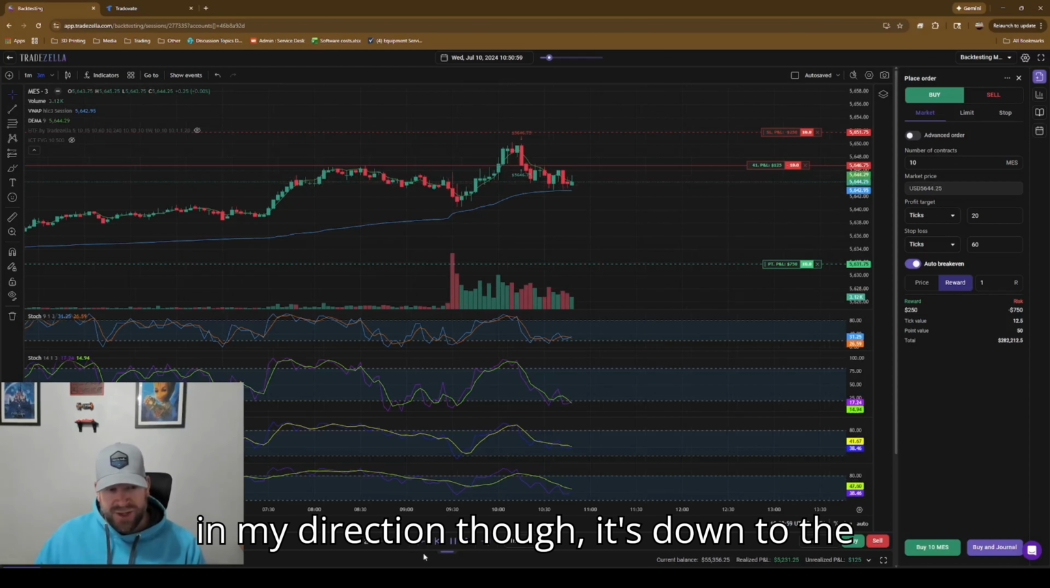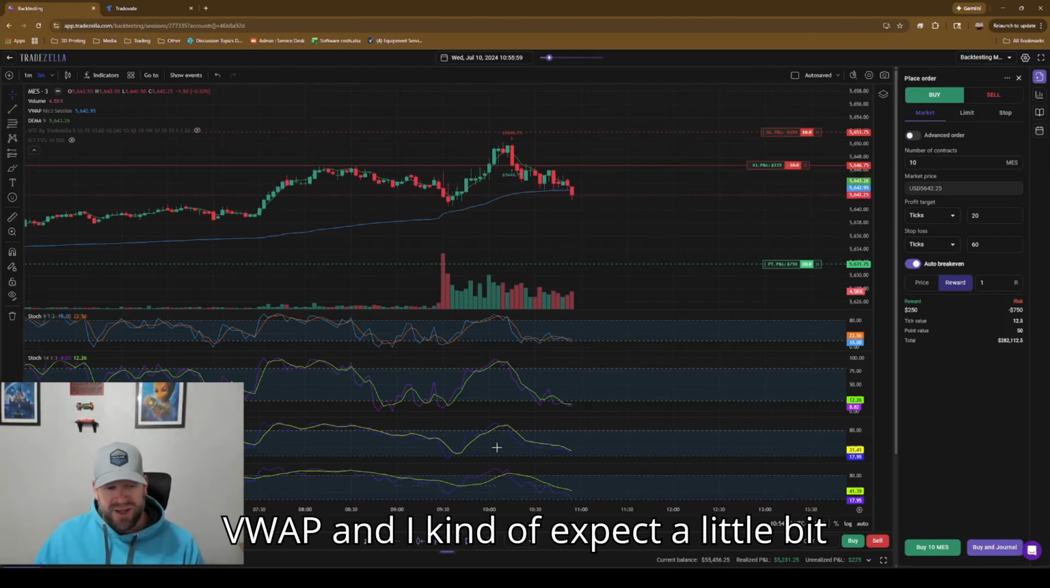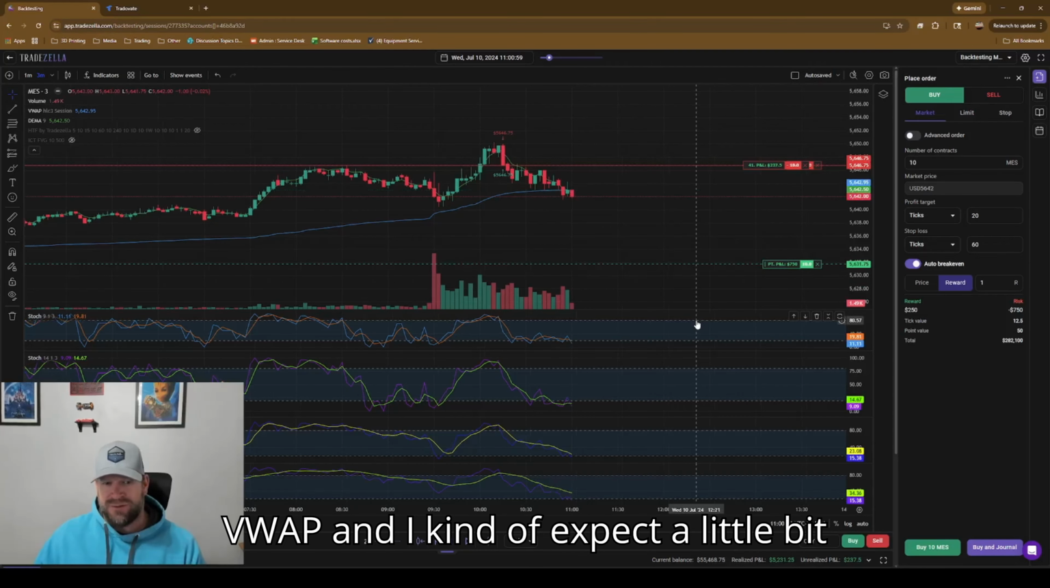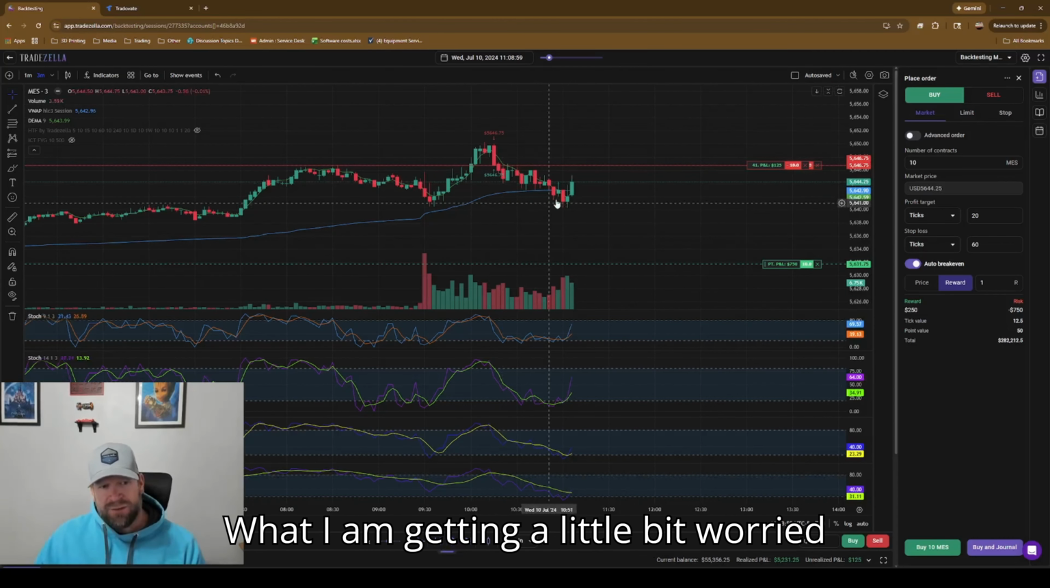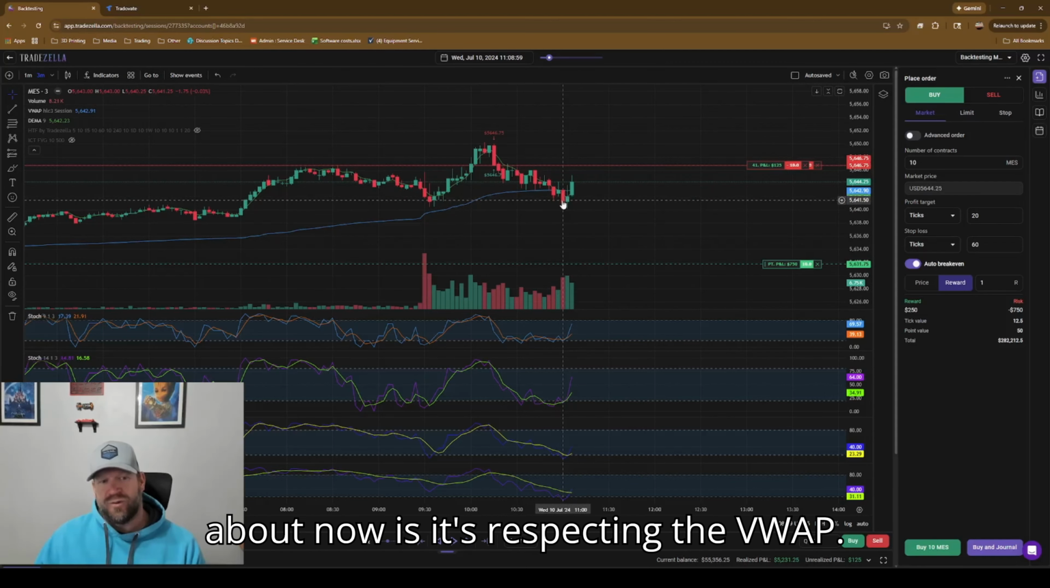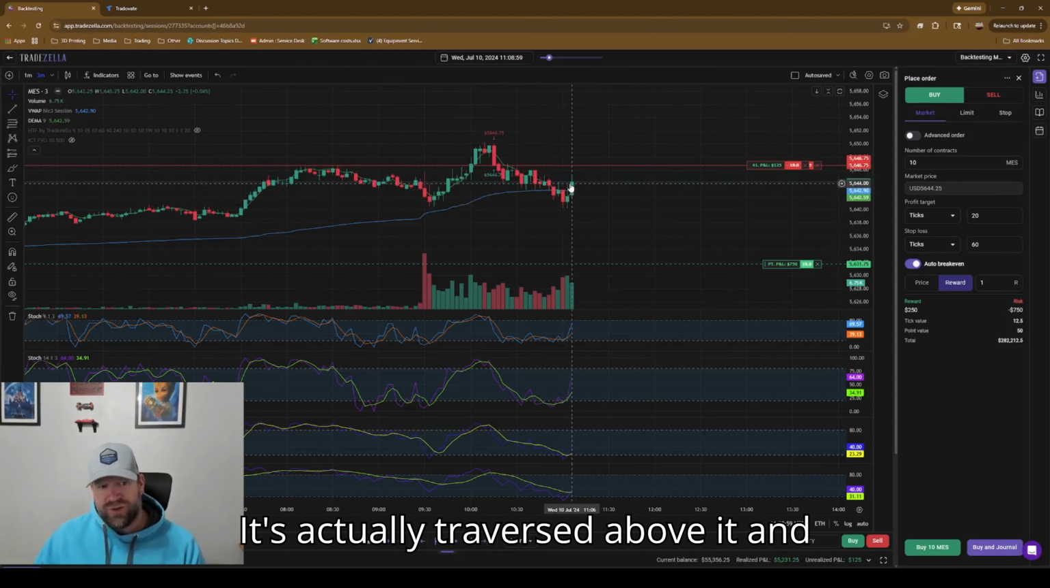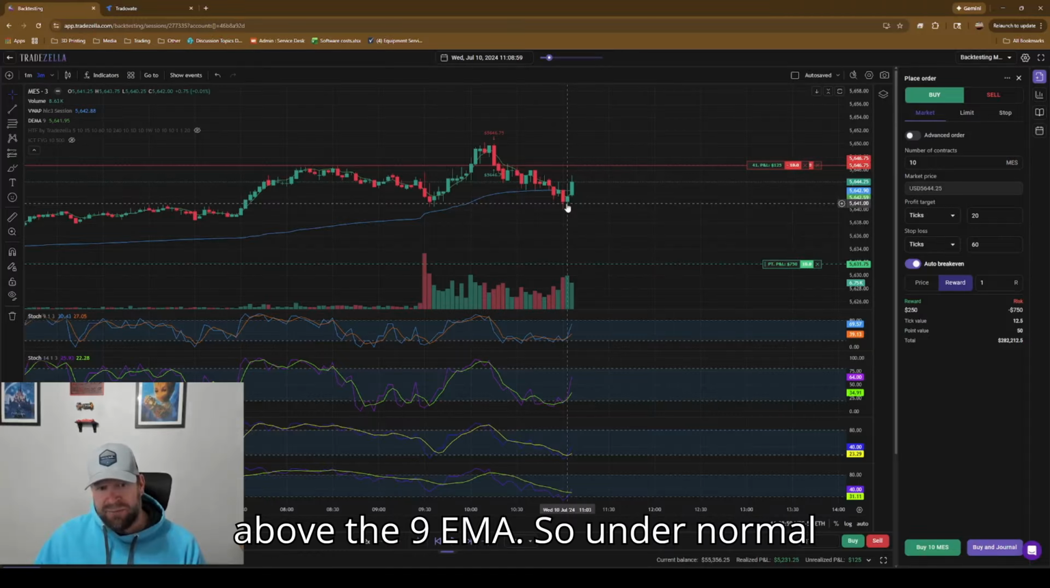Stay in my direction, though. It's down to the VWAP, and I kind of expect a little bit of consolidation around the VWAP. That's just, again, pretty normal MES behavior. What I am getting a little bit worried about now is it's respecting the VWAP. It's actually traversed above it and above the 9 EMA.